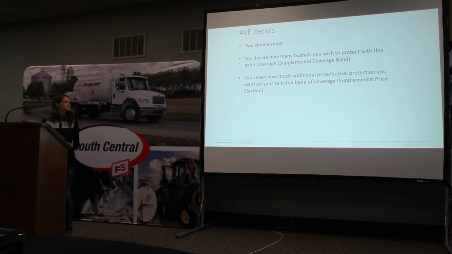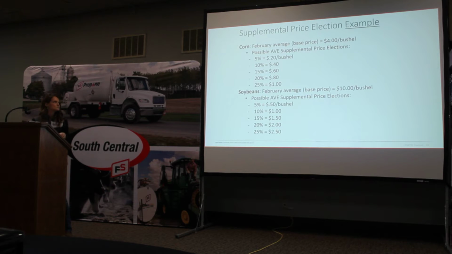You get to decide based off your production history, your coverage on bushels, and then your coverage on price. So, for example, the next slide shows you on our supplemental price example, if we have a spring price of $4 with this ABE supplemental, we can choose anywhere from 5 to 25% of that $4. And then on top of that, which I don't have in the slide, but I'll just tell you, we can choose anywhere from 5 to 30 extra bushels, or a bandwidth they call it, of our guarantee. It's not our APH.